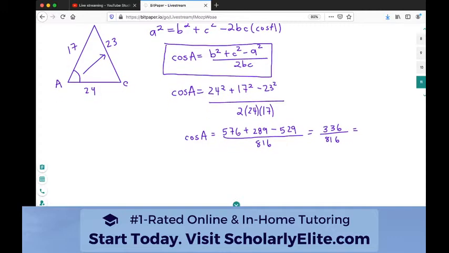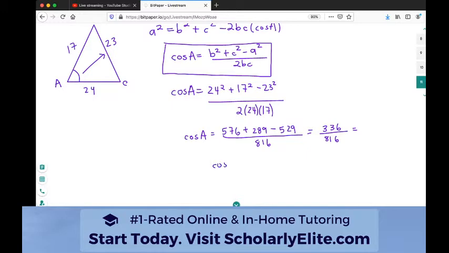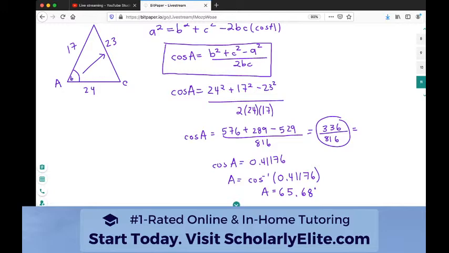So I'm going to show that down here. Great. So cos of A equals this. I get this answer and I plug that in there. So 0.41176, and then A is equal to cos to the negative 1 of 0.41176, and then A equals 65.68 degrees. Yay! We did it, you guys. So now you can go ahead and use sine law if you want to solve the rest of the triangle, but realistically I'm just going to plug this in as 66 degrees, and you can go ahead and solve the rest using sine law or whatever you want to do.